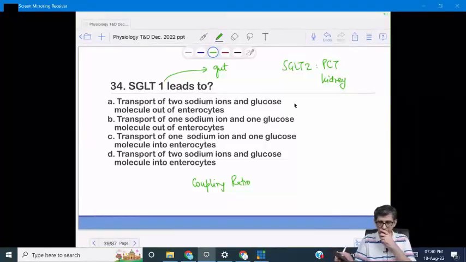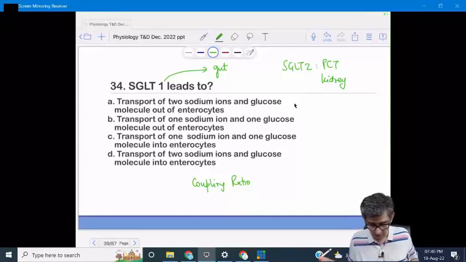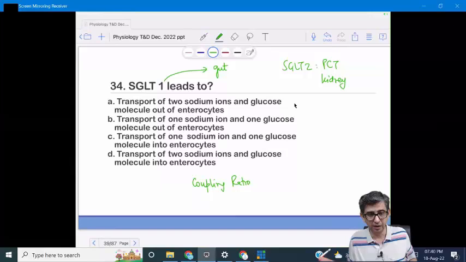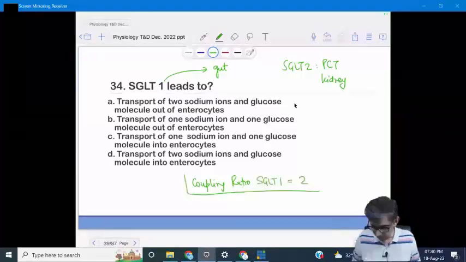Yes. Okay. I had variable response to this particular question, so let's try to work it out. You see, all the options have enterocytes, but then the coupling ratio of SGLT1 is written as 2. Coupling ratio of SGLT1 is 2.